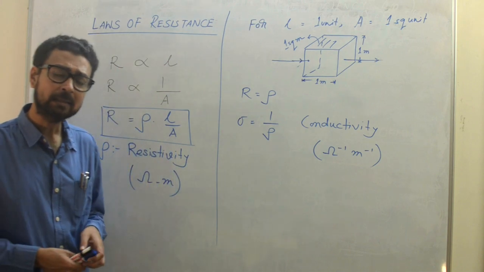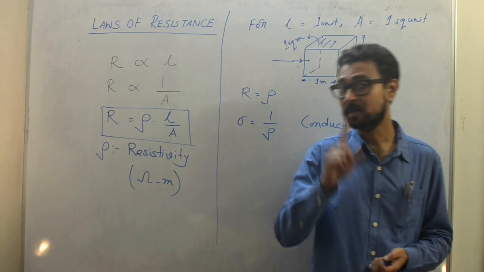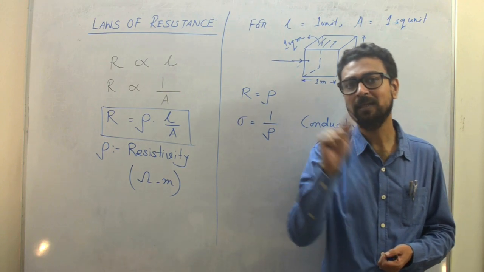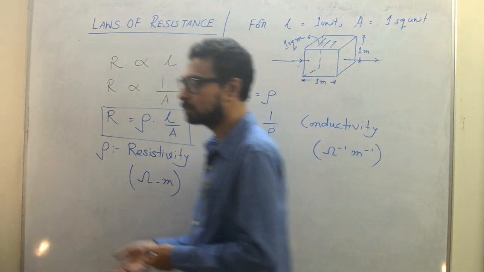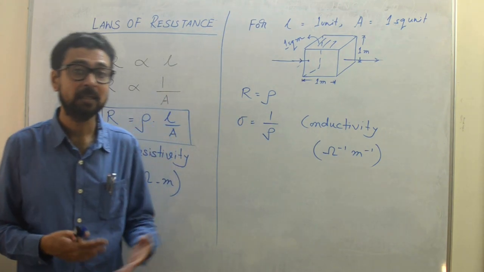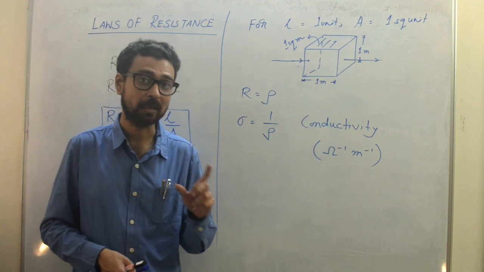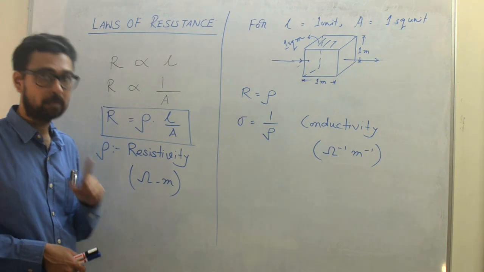They say, what are the factors on which the resistivity of a conductor depends? Resistivity is a very unique property of the material of the conductor. Copper has a standard resistivity, silver has a standard resistivity, and even other conductors and alloys have different resistivities, and those are constant. So resistivity depends on a lot of factors.